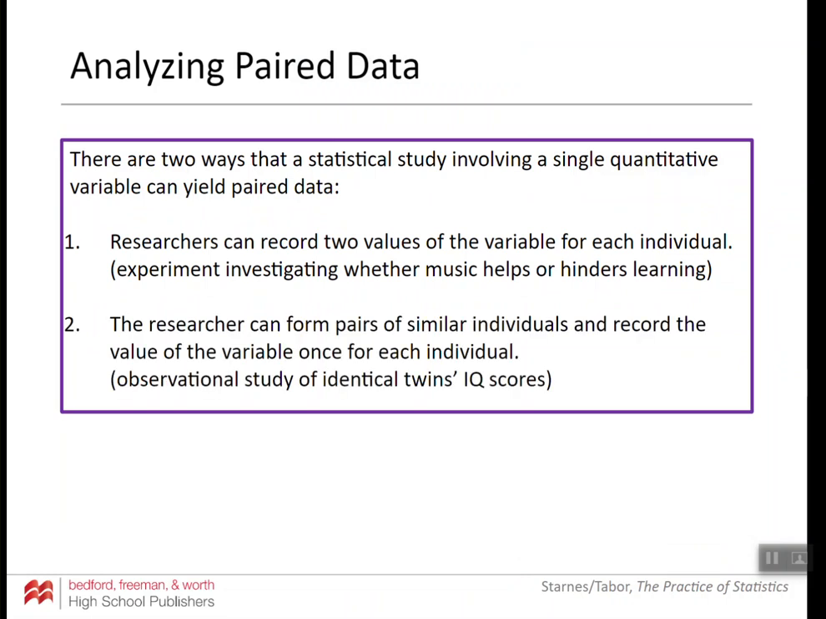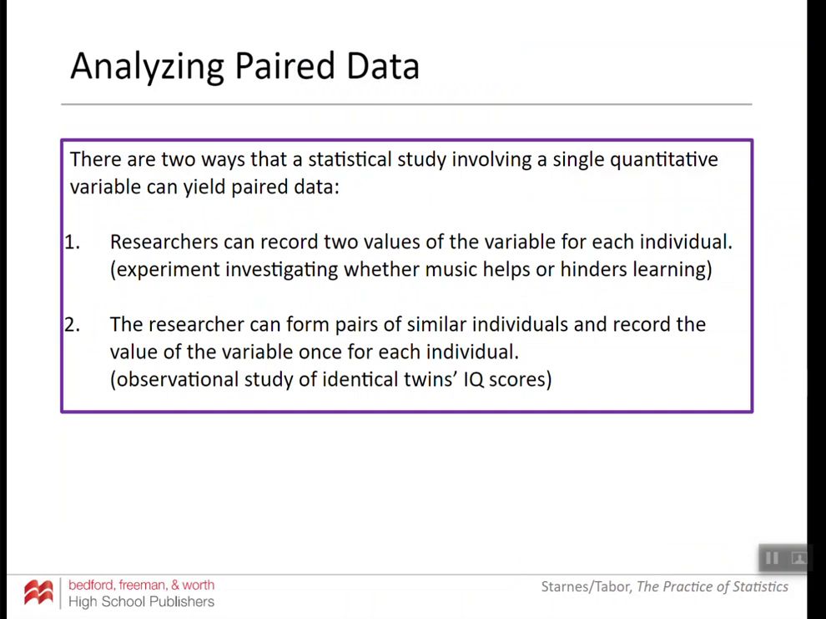The second situation is where the researcher forms pairs of similar individuals and records the value of the variable once for each individual, like with the twins' IQ scores. The twins are paired together, and you're comparing twin A's IQ and twin B's IQ.